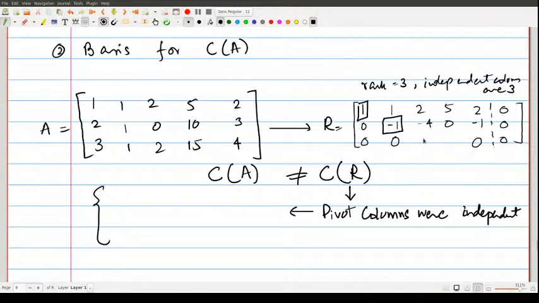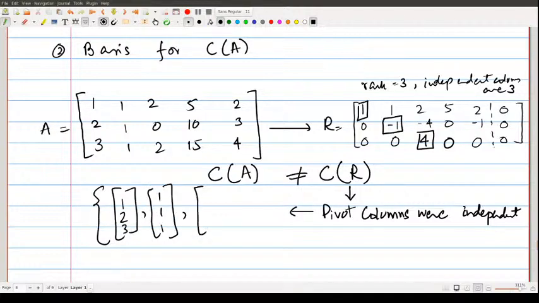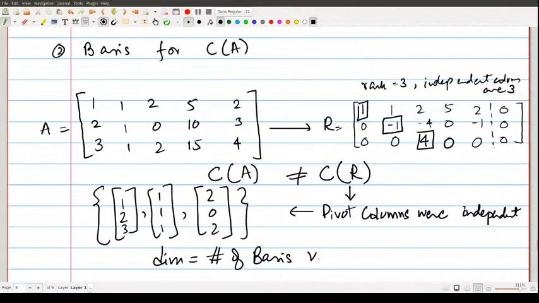In this case, it was nicer. It was telling me the first 3 columns. So I just take the first 3 columns, which are 1, 2, 3, and then 1, 1, 1, and then 2, 0, 2. So this is the basis for the column space of A. And the dimension works out, right? The dimension is equal to the number of basis vectors, and since the dimension is equal to r, the number of basis vectors is also equal to r. So that's how you find the basis for the column space of A.